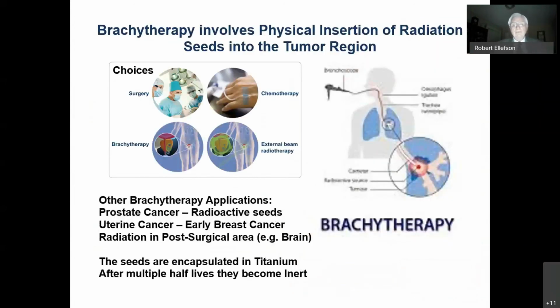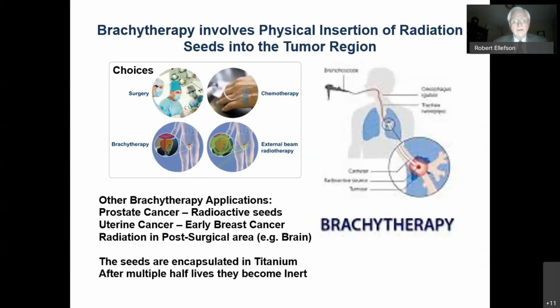Another one is brachytherapy, which involves physical insertion of radiation seeds into the tumor region itself directly. Now, when it comes to cancer treatment, there are multiple choices that a patient needs to address and choose one that they're comfortable with. One of them is surgery, which is a very good method itself. Another one is chemotherapy, which has been much tried and true and very highly recommended. There's another one called brachytherapy, and that's not used that much, but it is available.